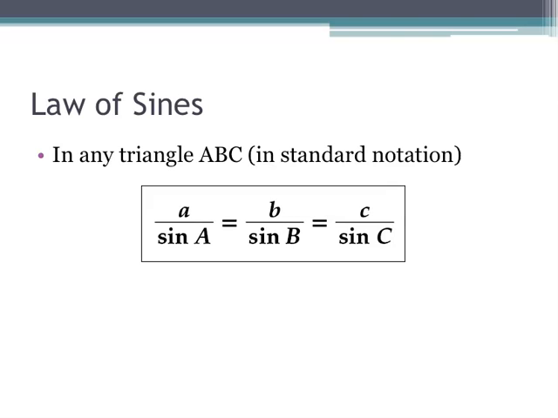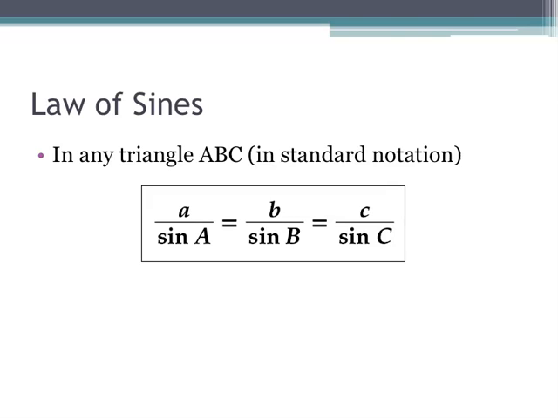a over sine of A is equal to b over sine of B, which is equal to c over sine of C. Now you'll notice that there are two equal signs in here. You do not use all of these at the same time. It's just telling you that all these ratios are equal to each other.